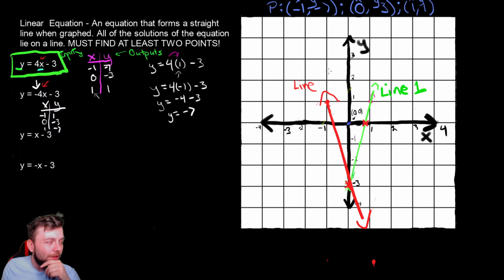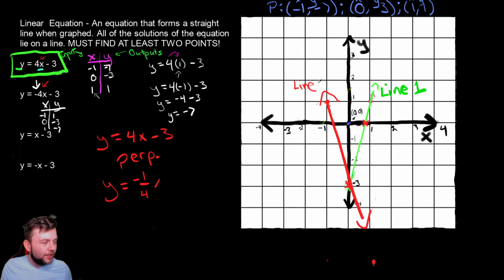So notice how this line 2 is going down from left to right. Line 1 is going up from left to right. And that is a little bit important, because if you notice, the only thing that I changed was the sign in front of the 4.